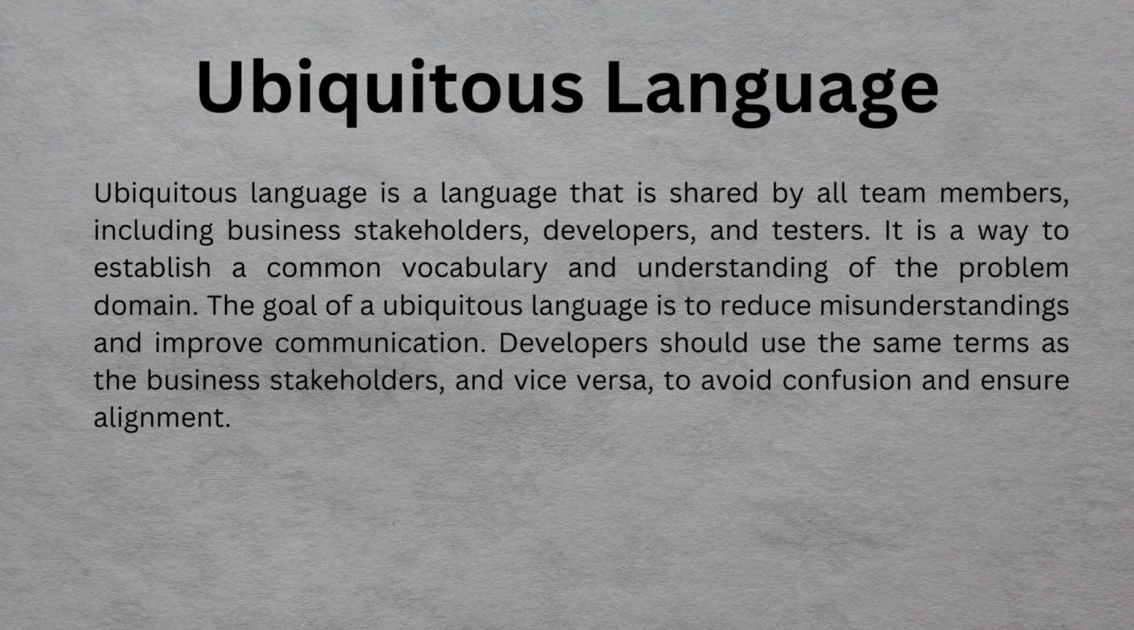For example, suppose a company is developing an e-commerce platform. The business stakeholders may use terms like shopping cart and order confirmation, while developers may use terms like cart and checkout. To establish a ubiquitous language, both groups should agree on a common set of terms to describe these concepts.